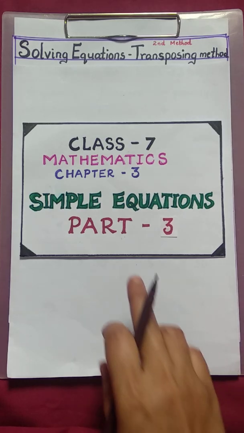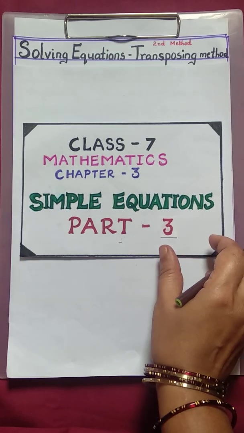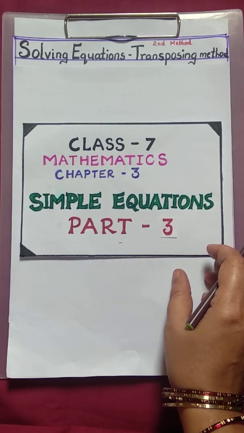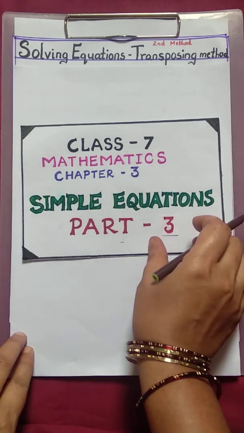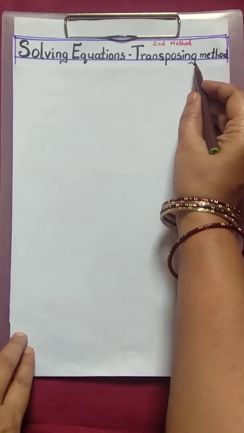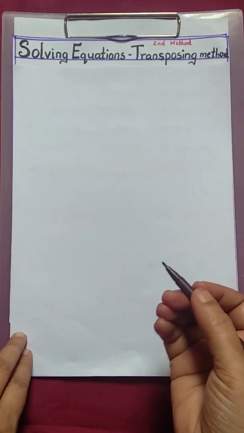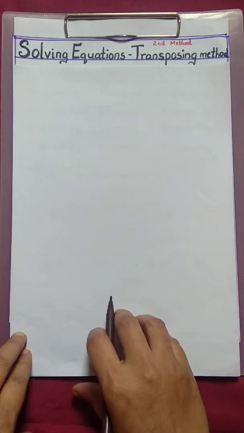Students, welcome back to part 3 of simple equations. In the last class, in the first method, we learned solving equations without the transposing method. Now let's move on to the second method, that is the transposing method. Transpose basically means transferred, that is, moving. This method is as simple as the first method.